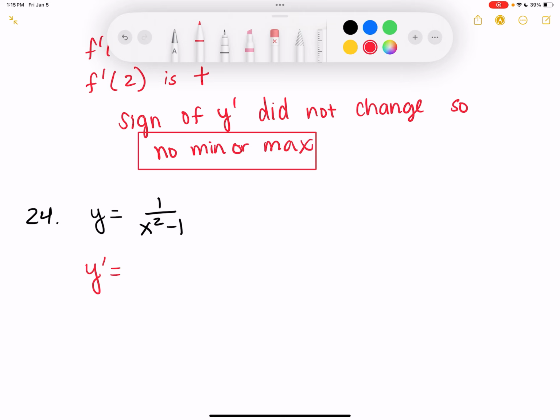It's been a while since we did a quotient rule. So it's u prime v minus u v prime over v squared: the derivative of the top times the bottom, minus the top times the derivative of the bottom. The first thing would be 0, so we've got to write the minus sign on top, 2x, over x squared minus 1 squared.